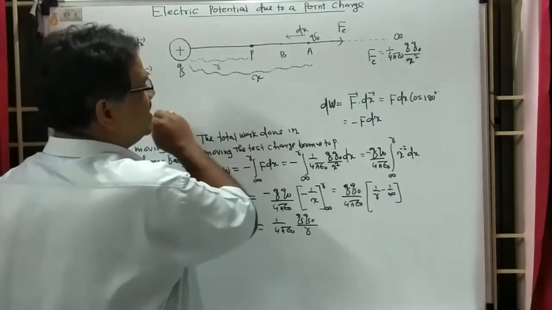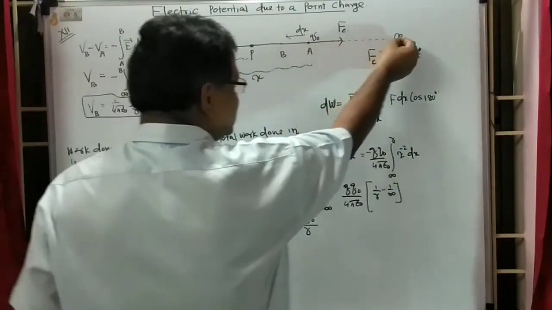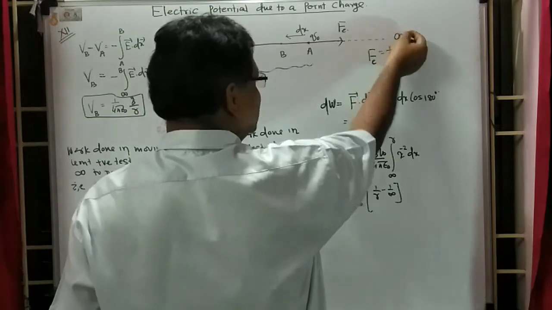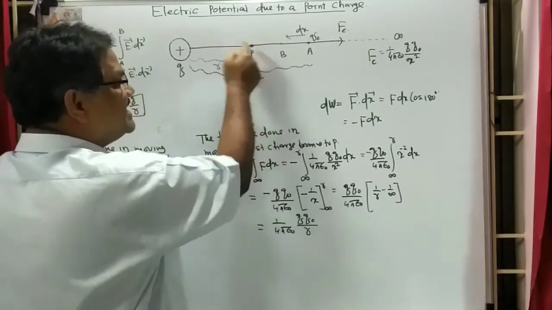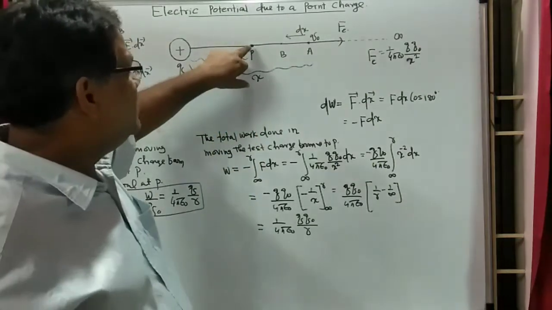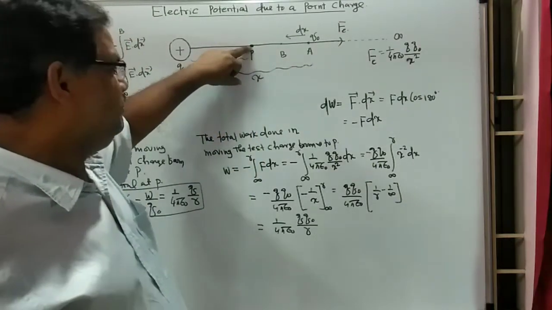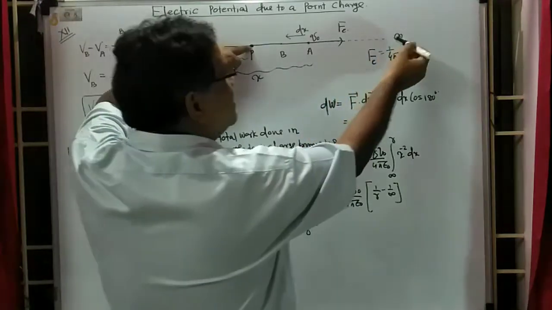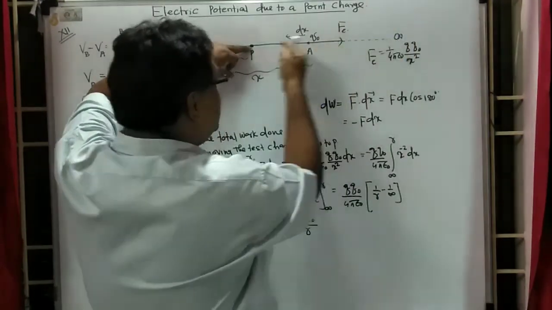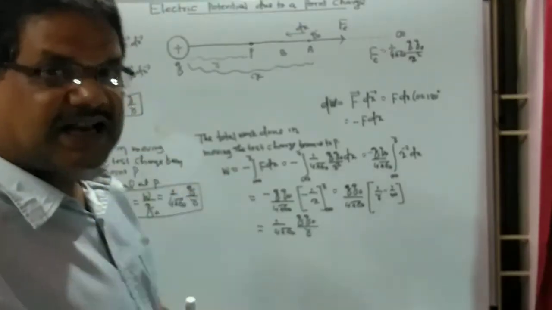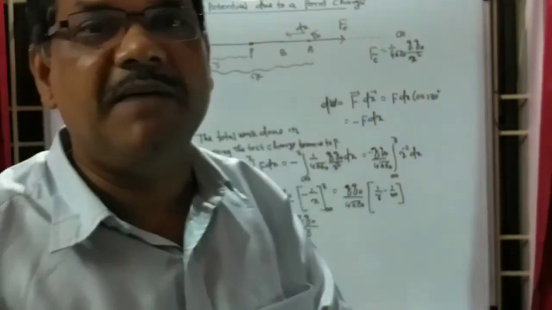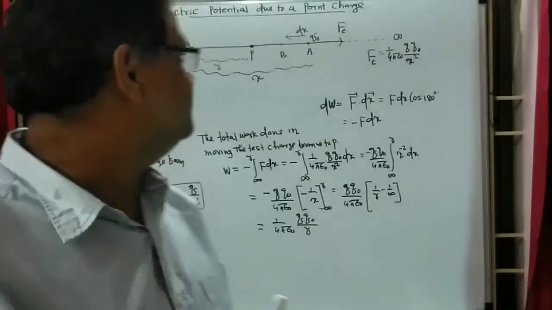So what you are doing now is that the unit positive test charge will be brought from infinity to point P, because we are deciding what the potential will be at point P. So you have to bring the unit positive test charge from infinity to point P against the electric field, and our target is to calculate how much work is done.